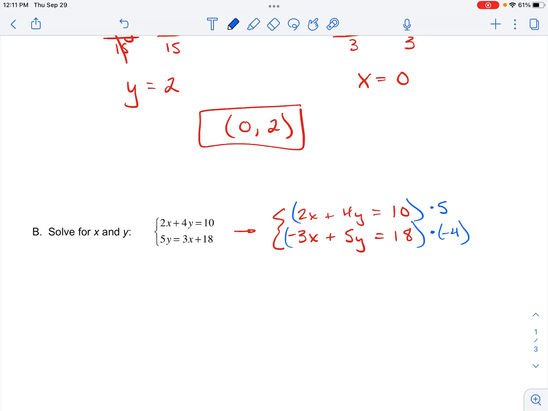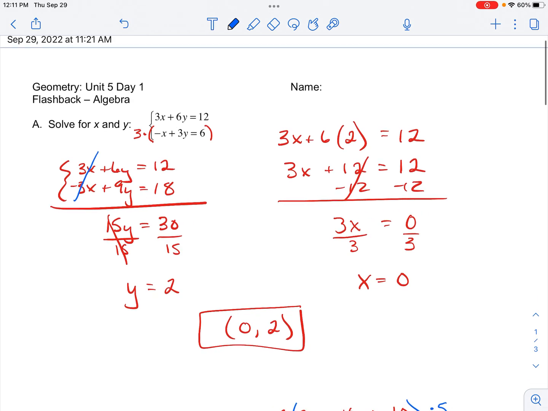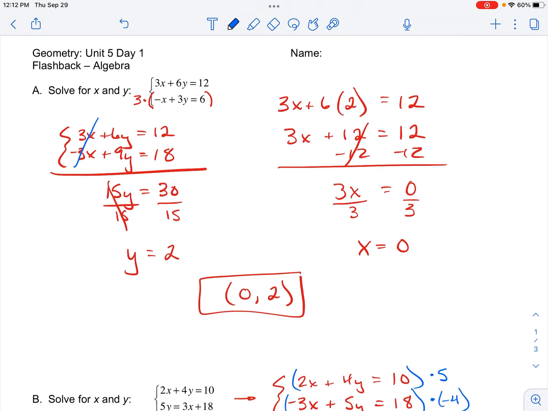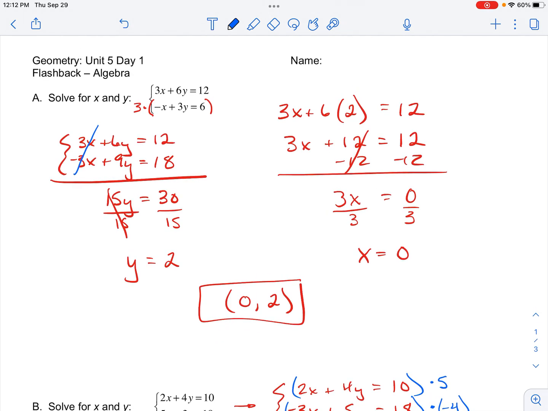When you're finished trying these problems and practicing, the answer key of this worksheet is available on Canvas for you to check your work. There is also another way that you can check your work, and that's by using a calculator. So I'm going to go back up to problem letter A and show you a way that we can check our answer.